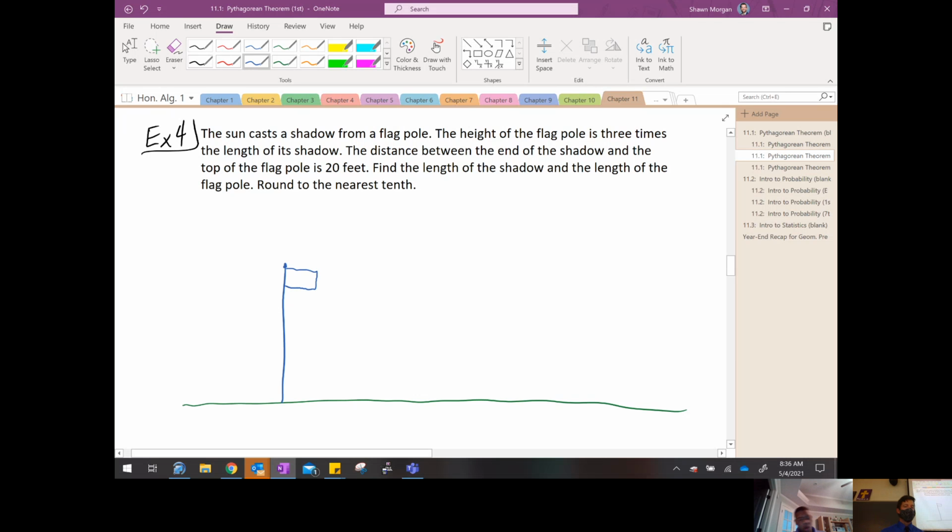There's our flag. Okay. Now the sun is casting a shadow, and it says the height of the flagpole is 3 times the length of its shadow. So our sun must be pretty high up in the sky at this point for the pole to be, let's do it this way.